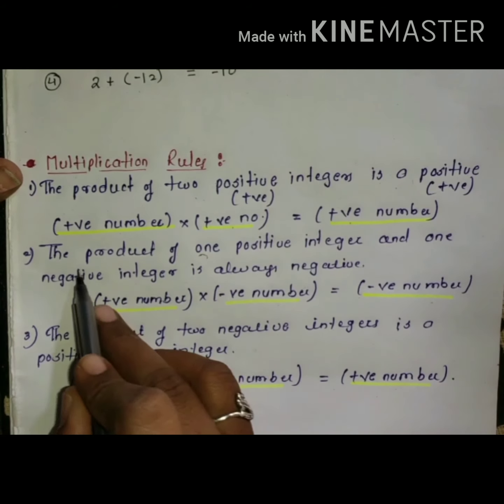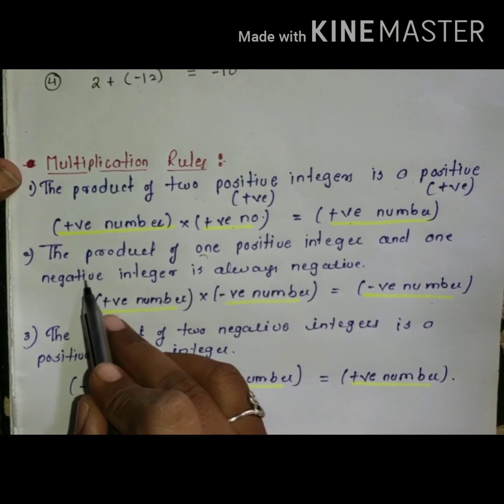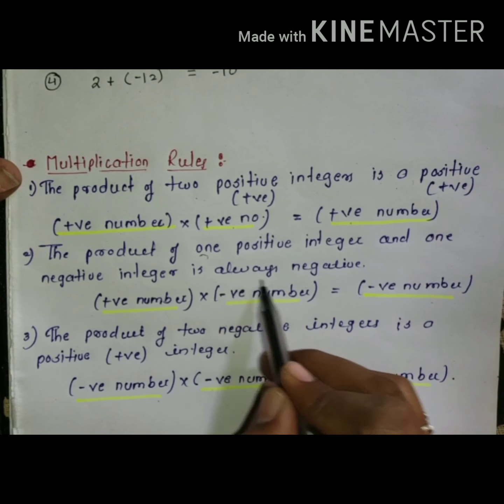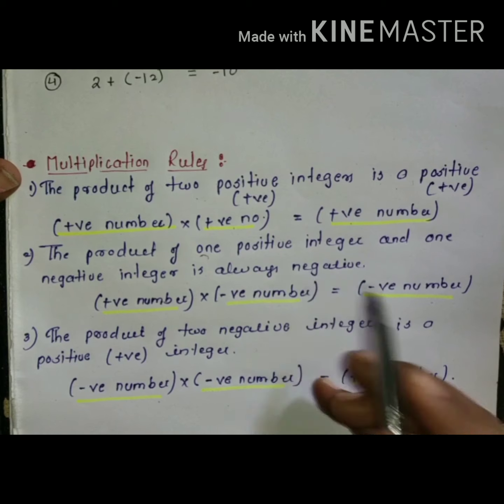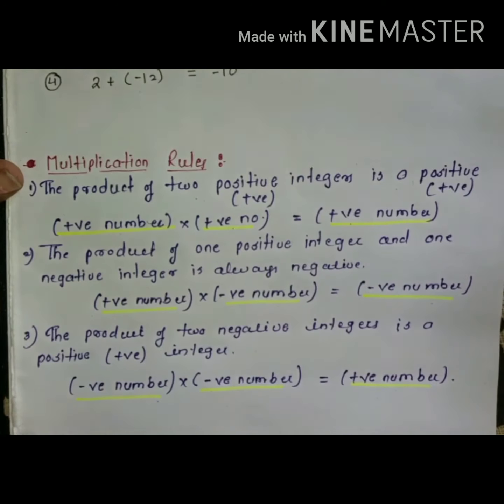Second one, the product of one positive and one negative integer is always a negative. That means if we are going to multiply two numbers, and between those two numbers, one number is positive and another number is a negative integer, then the multiplication is always negative. That is my second rule.